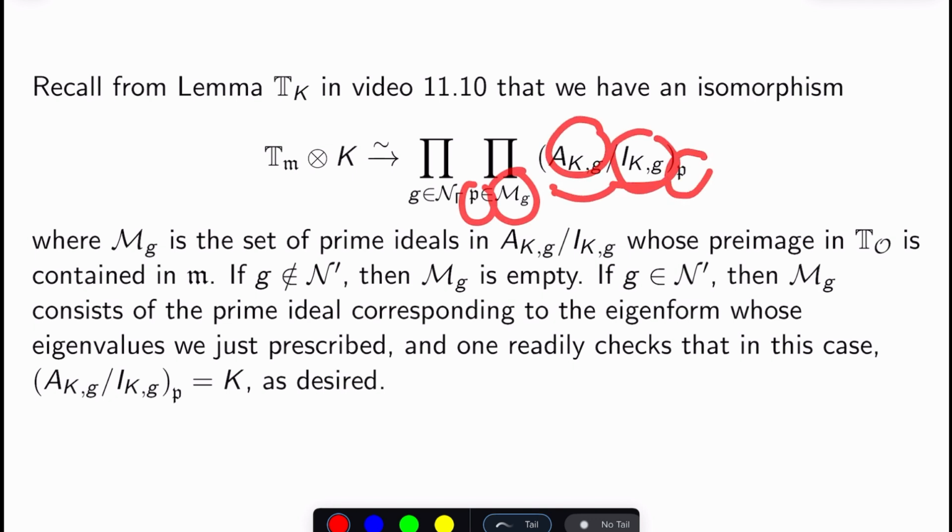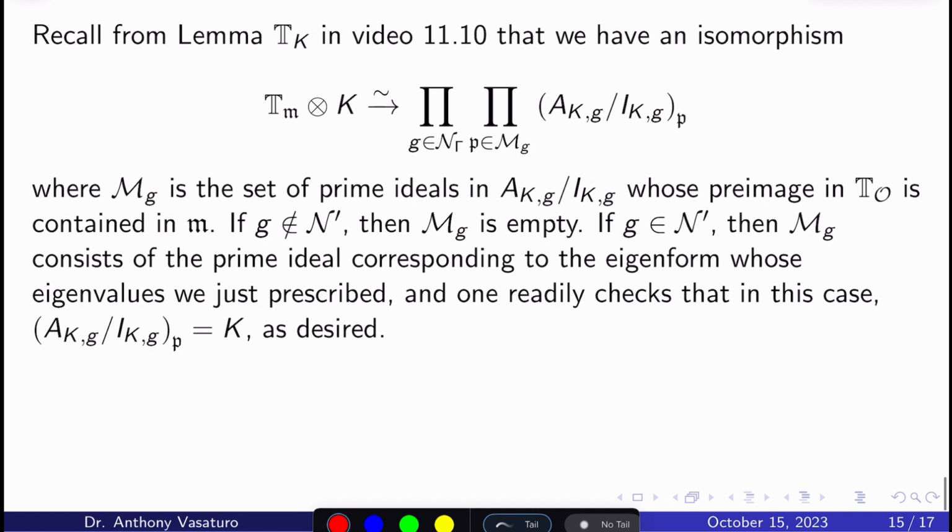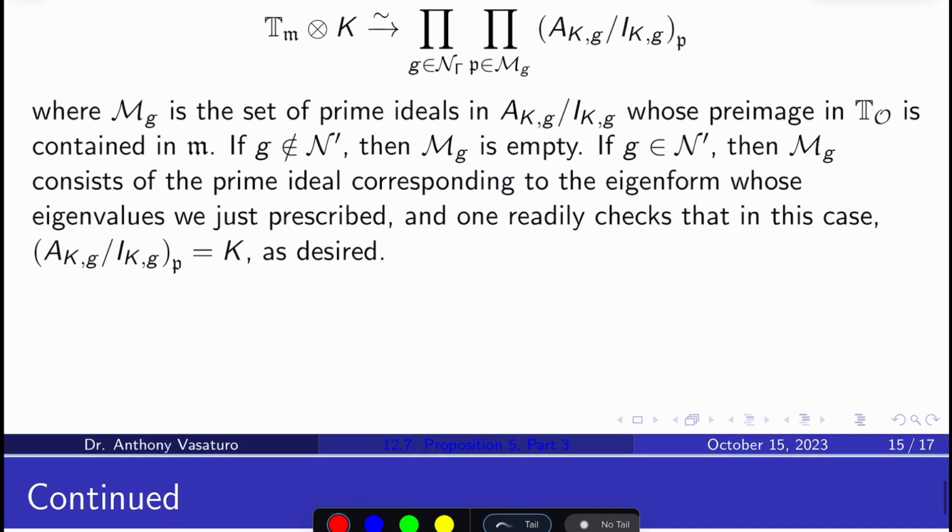We quotient out. Okay, if g is not in fancy N prime, then M sub g is empty. If g is in fancy N prime, then fancy M sub g consists of the prime ideal corresponding to the eigenform whose eigenvalues we just prescribed. And you can easily check that in this case, the factor A sub Kg mod I sub Kg localized at frak p is just K, as desired. Okay.